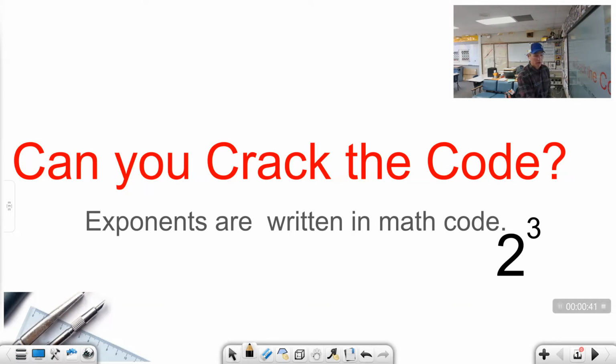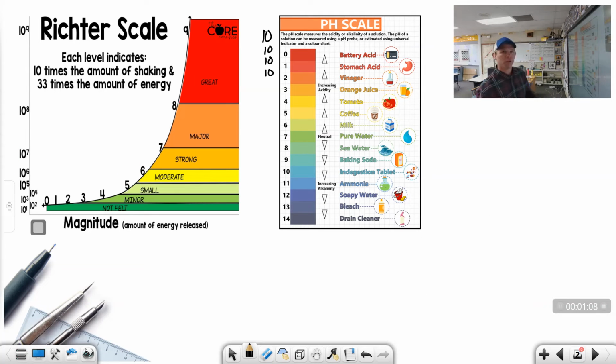For example, this problem right here, 2 to the third power, that's how you would read this. This 2, it's larger, we call that the base, okay? In exponential form, that 2 is the base, and this 3 is the exponent. And we would read this 2 to the third power, or 2 cubed in this case, because it is a 3.